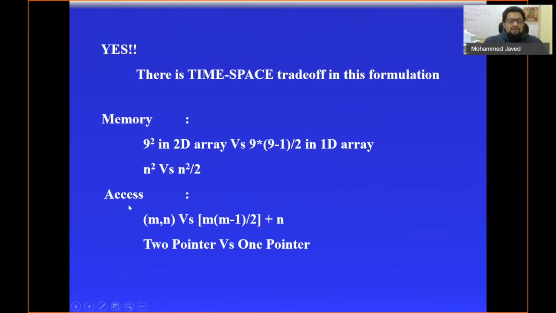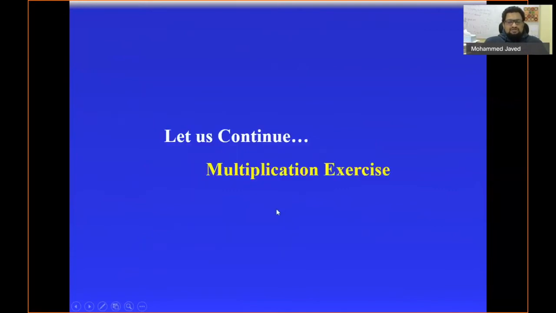And regarding the access, how many pointers do we require? We require 2 pointers, m and n, which need to be accessed in order to get the answer. Whereas in this case, since it is a single-dimensional array, we require only one single pointer. So these are some of the time and space trade-offs in this particular algorithm.